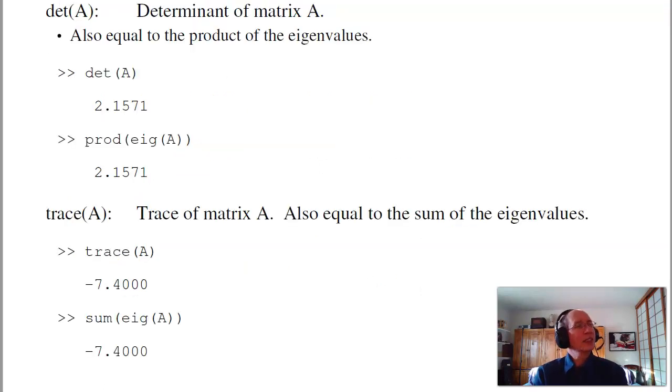Determinant, not used that much in this class, but it's available. The determinant is the product of the eigenvalues. Basically, if the determinant is not 0, the matrix is invertible. The trace is the sum along the diagonal. That's the sum of the eigenvalues. Again, not terribly useful, but kind of interesting that the eigenvalues keep coming into play.